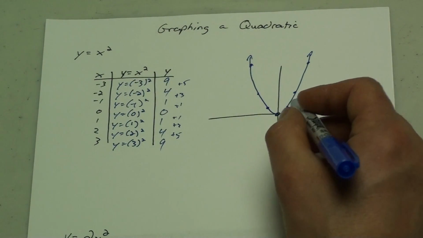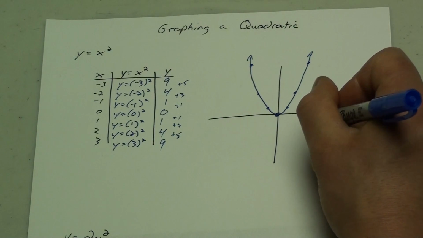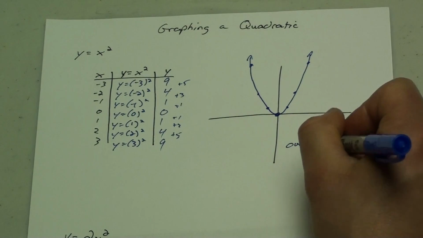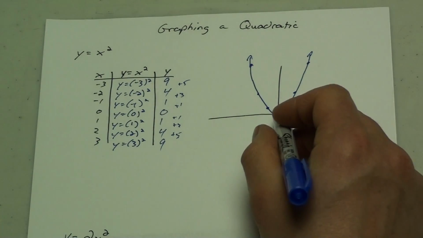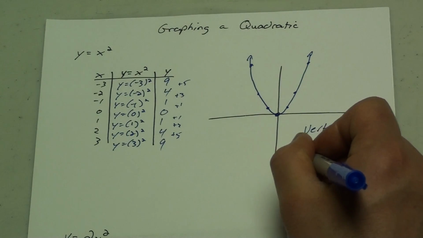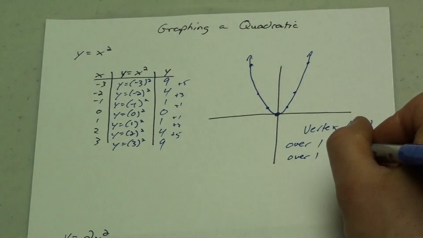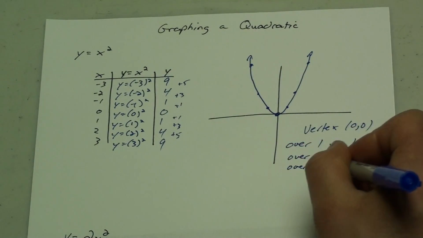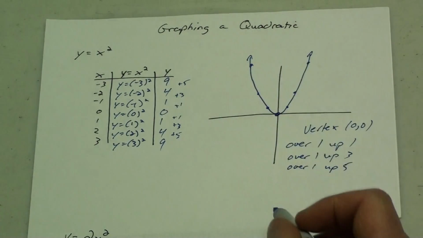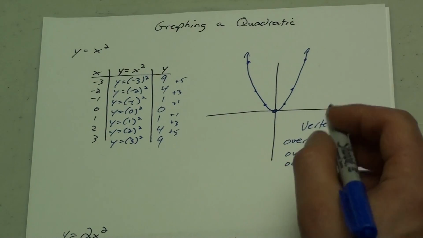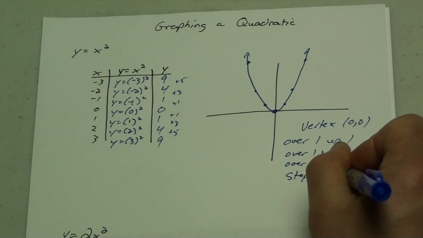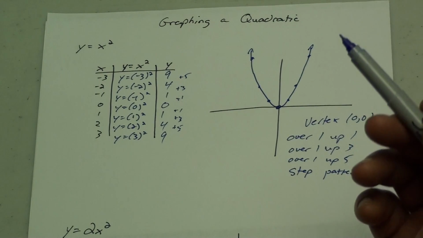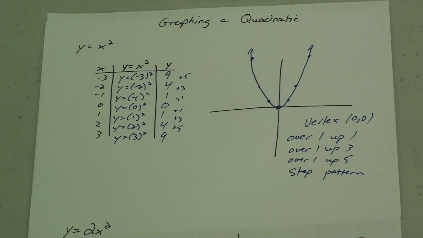So on this graph, from my vertex at 0, 0, I went over 1, and then I went up 1, in either direction. Then I went over 1 and up another 3 in either direction. And then I went over 1 and up 5 to get my last points. I want to call that the step pattern: over 1, up 1, over 1, up 3, over 1, up 5. It's for the most basic quadratic, which has a vertex of 0, 0.